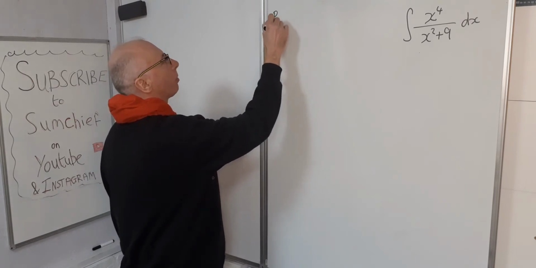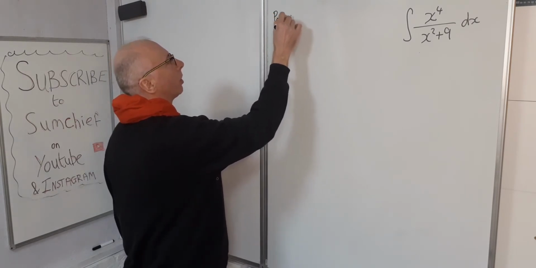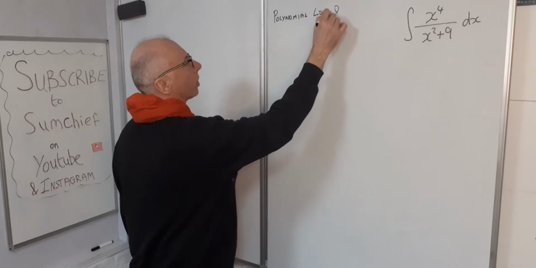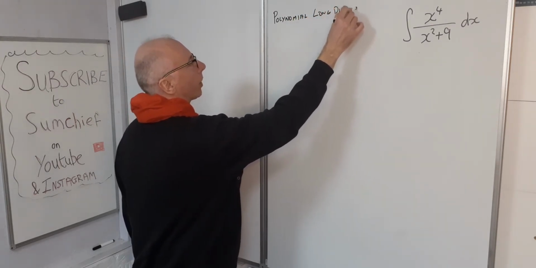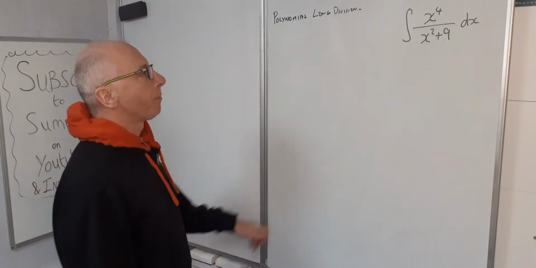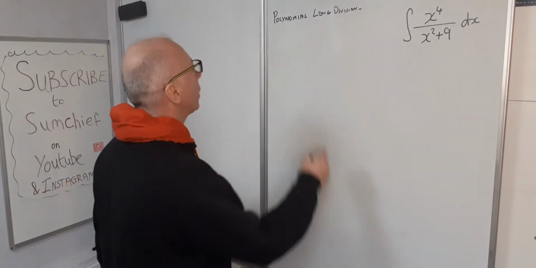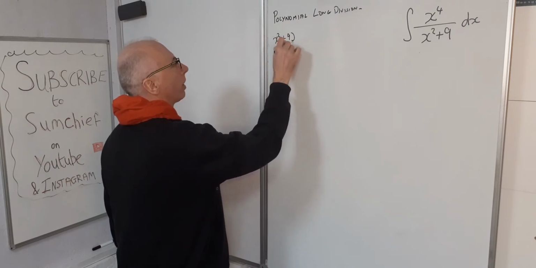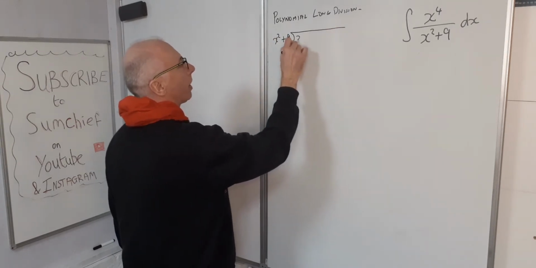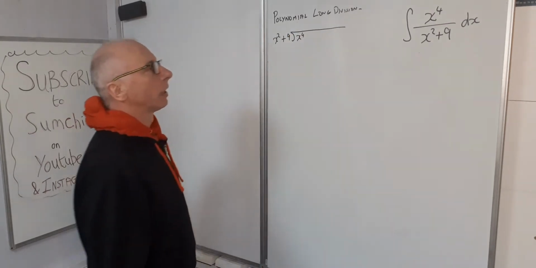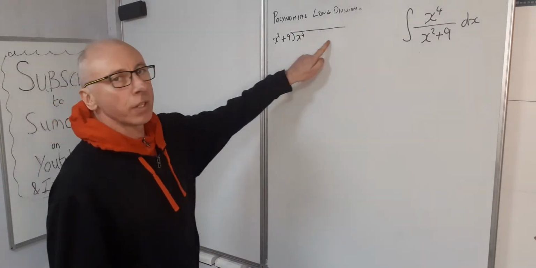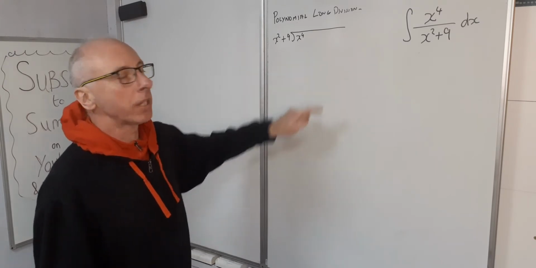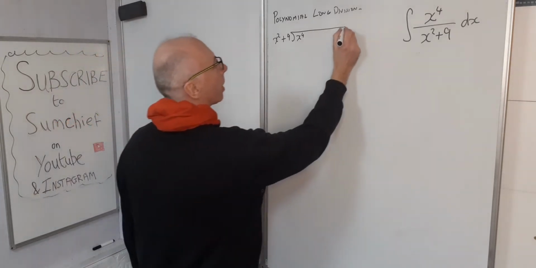So polynomial long division. Okay, so how do we go about that? Well, let's do the setup first. So we've got x²+9 divided by x to the power of 4. Now, when we're doing the setup for this, we need to put all the different powers of the x in there just to help us out so we don't miss anything out.